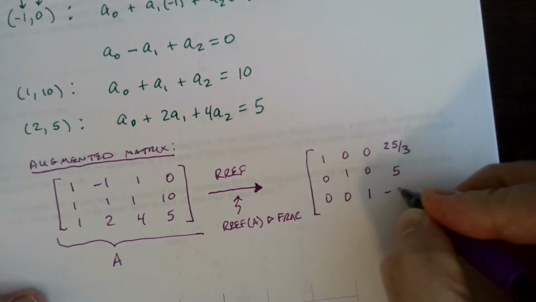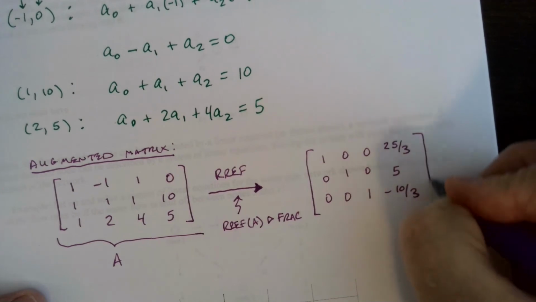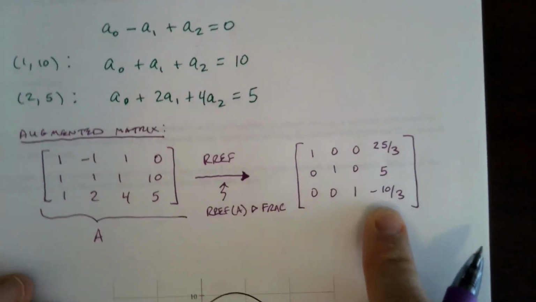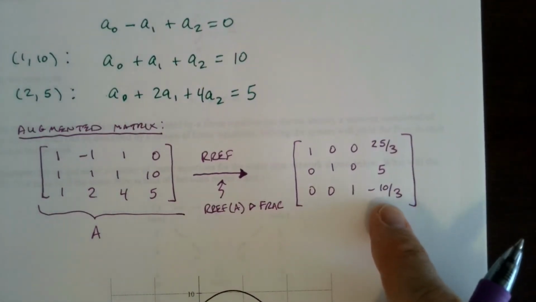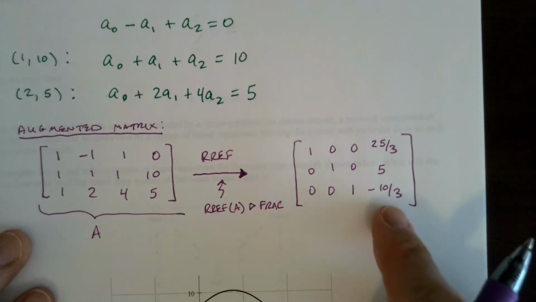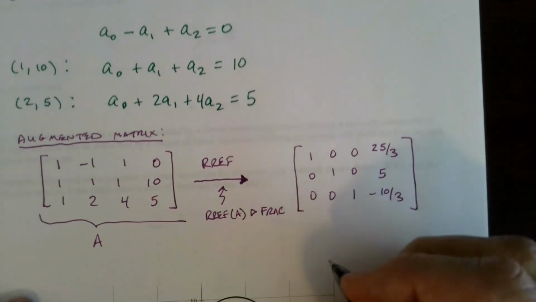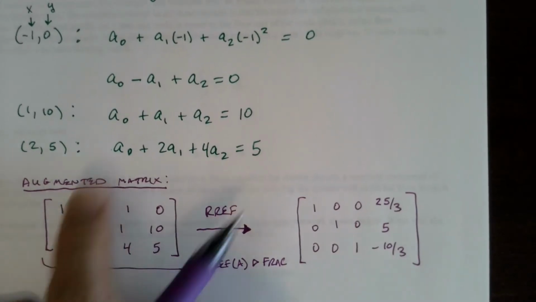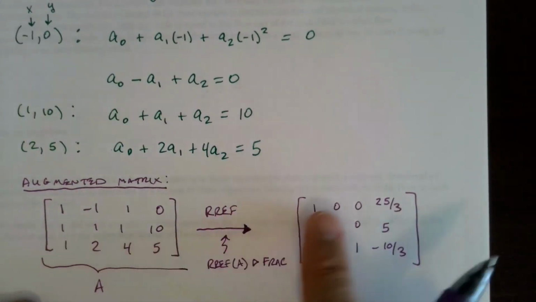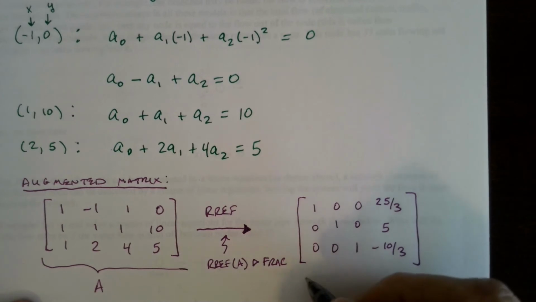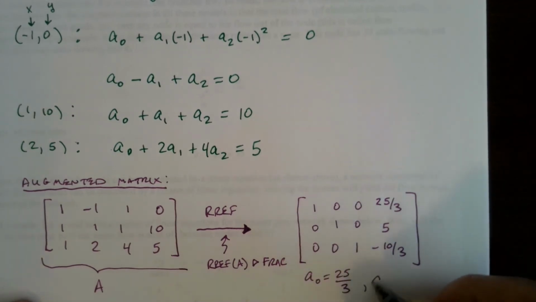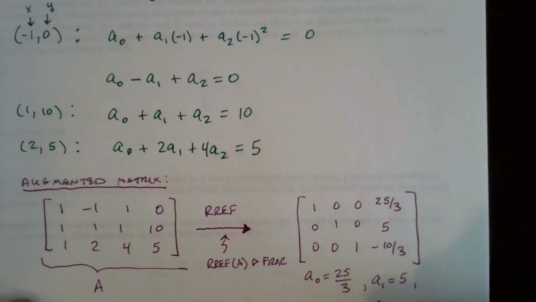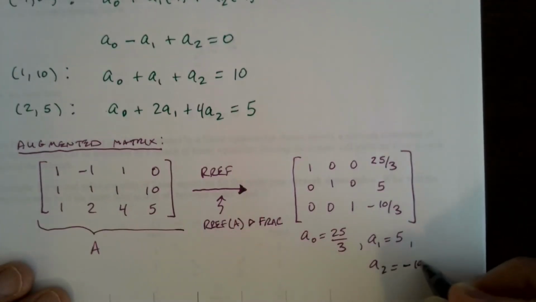And you see these fractions that we have, and that's what we want. You don't want to write this as negative 3.33. That's an approximation. You want the exact value. So notice that these are the coefficients of what? A sub 0, A sub 1, A sub 2. So A sub 0 is 25 thirds. A sub 1 is 5. And A sub 2 is negative 10 thirds.